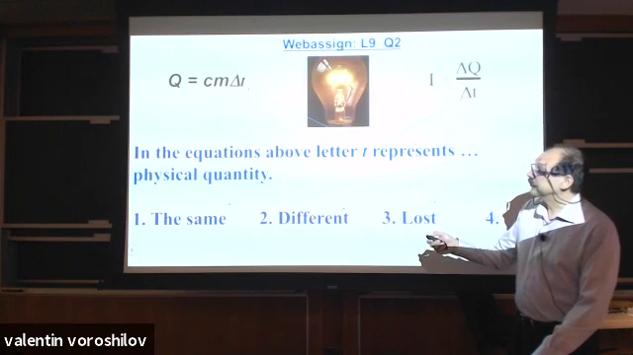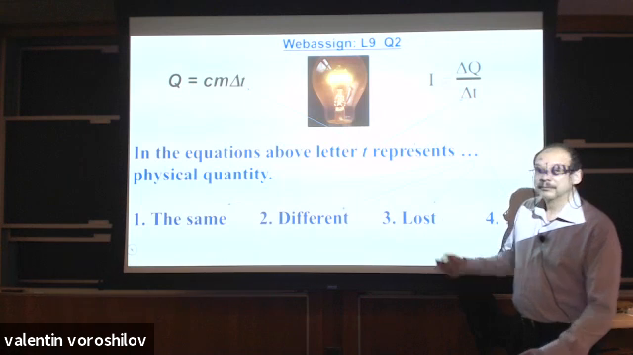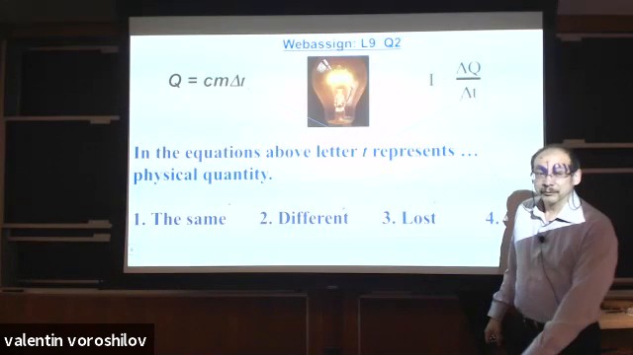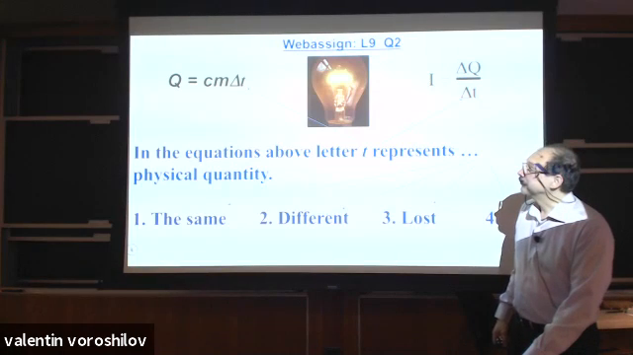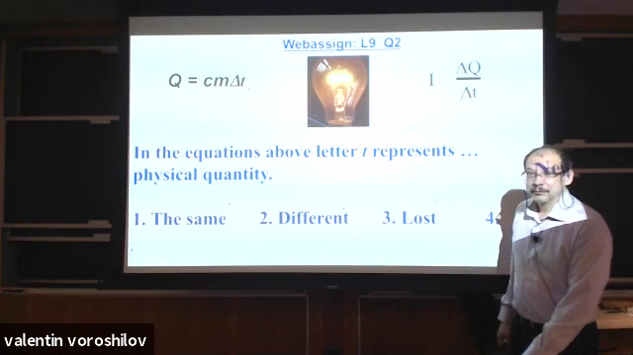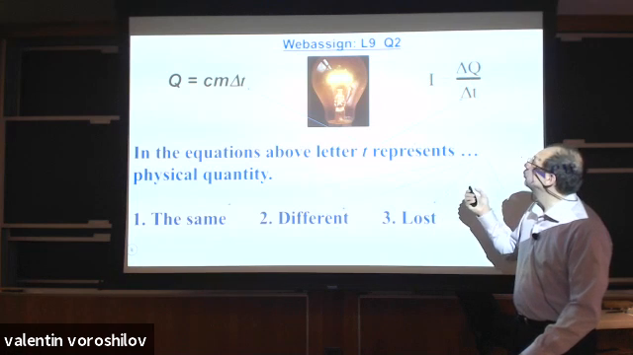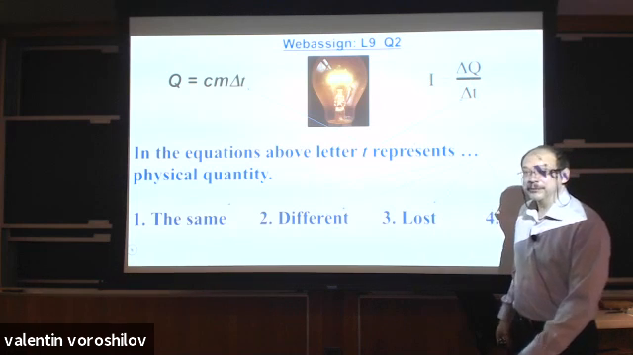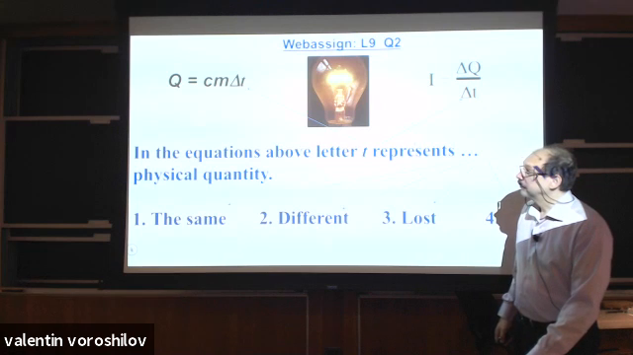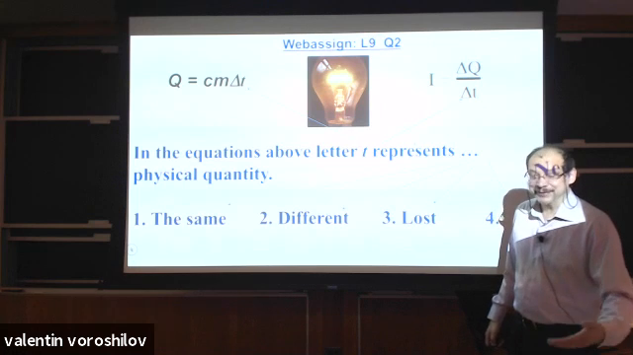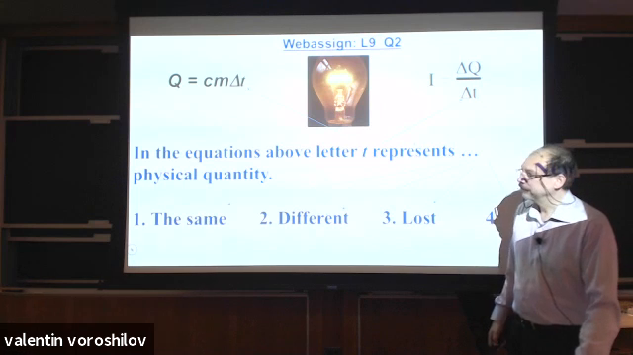What does this Q mean? Yes. That's heat. That's the amount of heat, and heat changes with the temperature. And this is charge, and charge over time is electric current. When we write an equation, we need to know the exact meaning of each variable. Otherwise, we make a mistake.